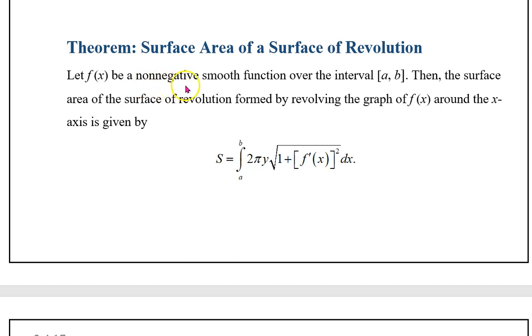Let f of x be a non-negative, smooth function over the interval from a to b. Remember, smooth means that we have a derivative that is continuous. Then the surface area of the surface of revolution formed by revolving the graph of f of x about the x-axis is given by the integral from a to b of 2 pi y times the arc length formula.